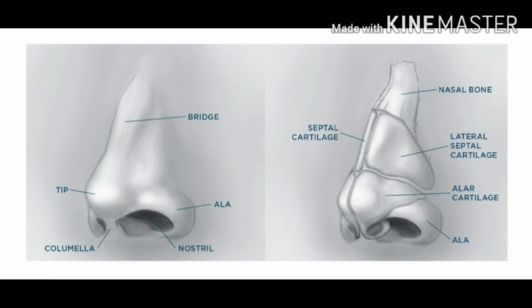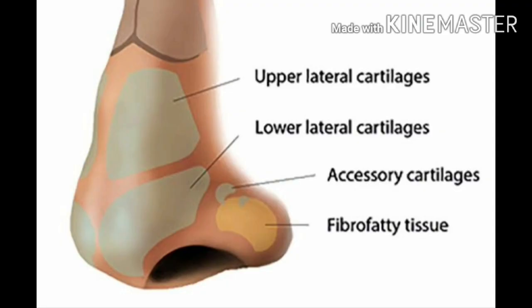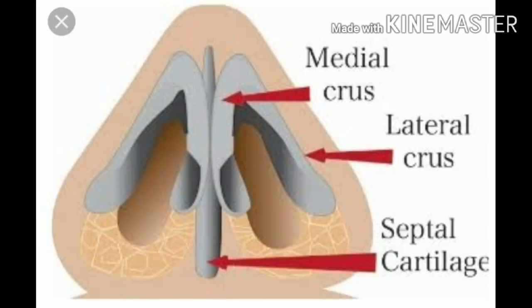In this picture of the left side, you can see the nasal bridge, the tip of the nose, the position of the ala, the nostril, and the middle portion of the nose known as the columella. Here is the position of the 2 lateral cartilages. The upper portion is the upper lateral cartilage and the lower portion is the lower lateral cartilage. In the middle, you can see the septal cartilage, and in the upper portion, you can see the medial crus and lateral crus, which are part of the major alar cartilage.